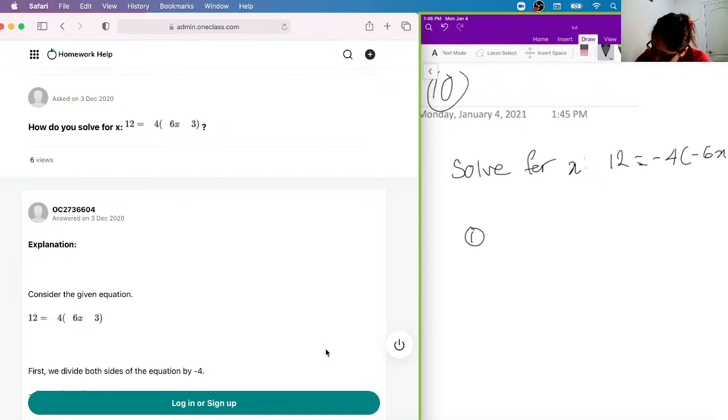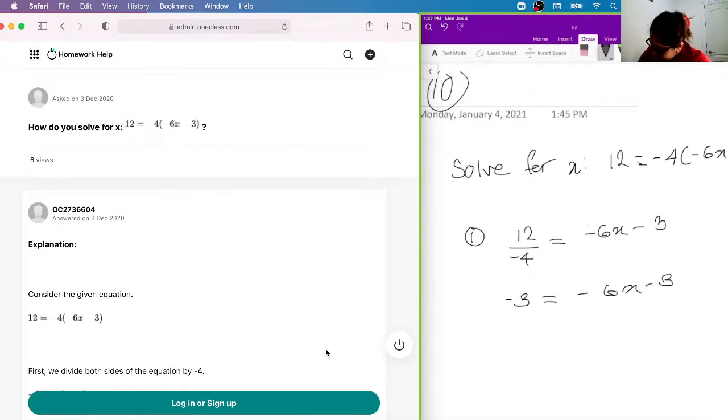So we have 12. If you want to move the 4, it's going to come to this side and it'll be divided. So you have 12 divided by negative 4, and you're left with negative 6x minus 3. Once you do the math here, you have negative 3 is equal to negative 6x minus 3.